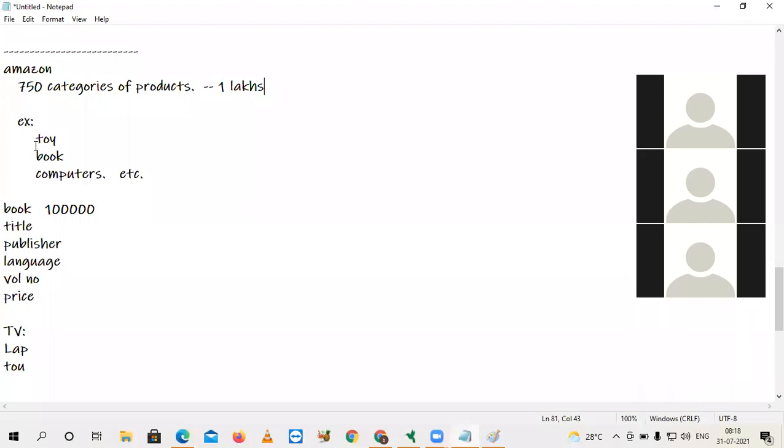What is the solution? For each category, you need to create a separate table. All toys you need to keep in a toys table. All books in a books table. All computers in a computers table. In this way, for 750 different categories, I need to maintain 750 separate tables. But maintaining 750 tables is not a complex thing. But your application, based on the product type, has to interact with the 750 varieties of products, which means your application performance will be degraded. All of you understood? So this is one of the best.